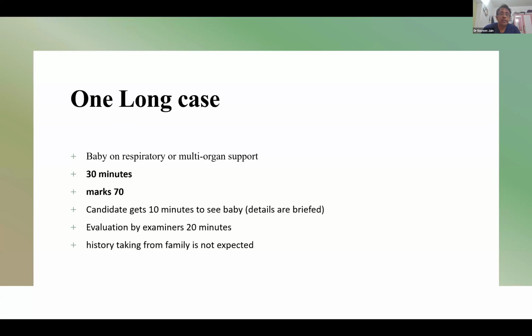70 marks would be there, and 10 minutes would be given to the candidate to come and settle down near the baby, just look around and touch the baby, get the details that you would want. But in an acute case, we are not expecting them to take any history from the attendant or family member who is there with the baby. So this is to note, in an acute case, we are only asking you, like you do rounds at the bedside, to see a sick baby and make evaluations. Examiners would get 20 minutes to examine this candidate.